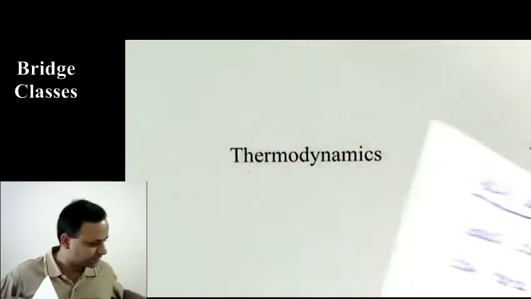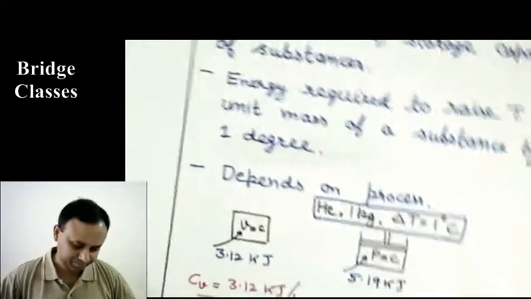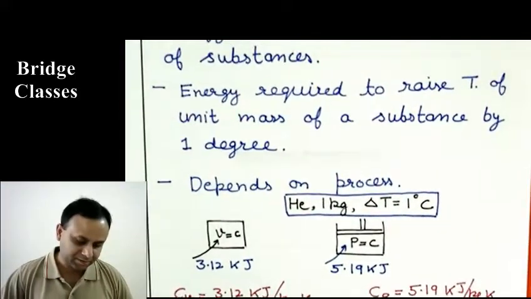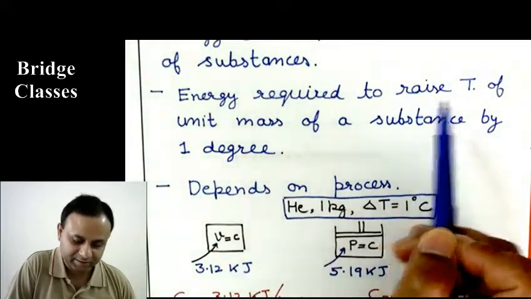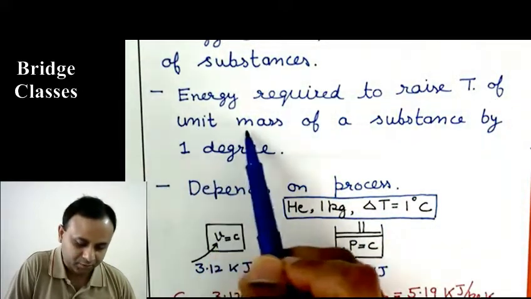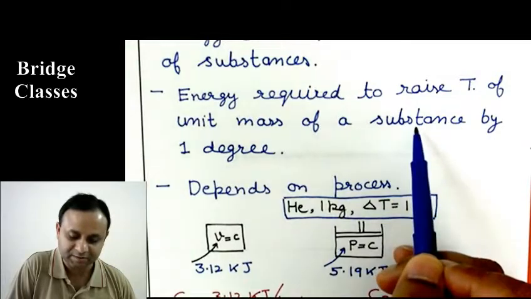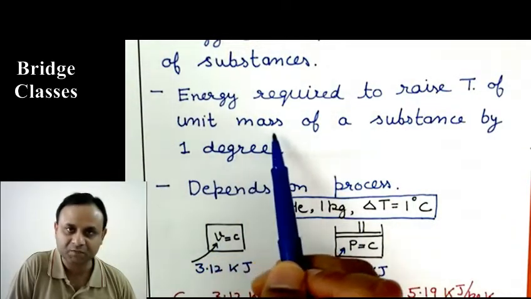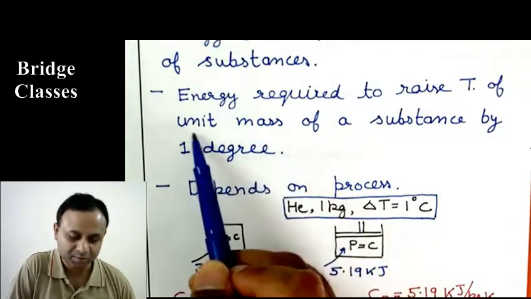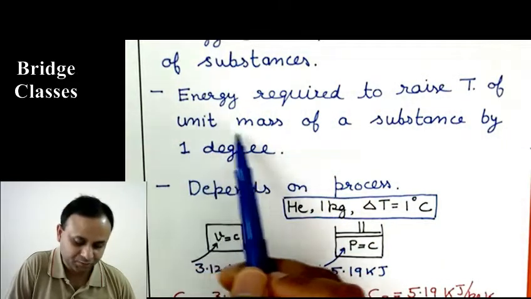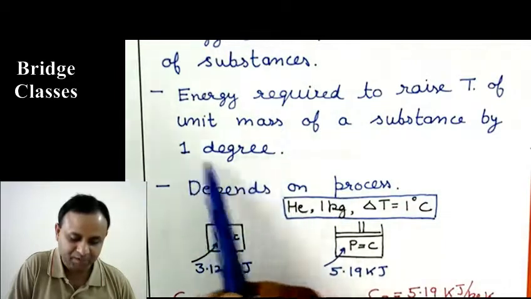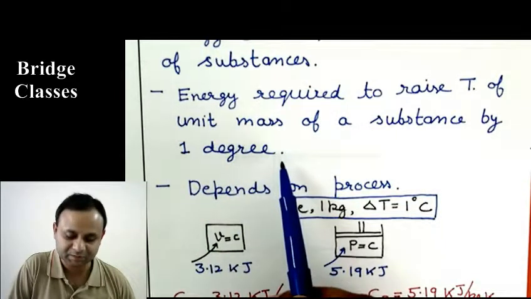Okay. So in order to characterize this, we have a property that is called specific heat. Now, how is this specific heat defined? It is defined as energy required to raise temperature of unit mass of a substance. So you can say 1 kilogram, 1 gram, or 1 mole, 1 kilomole, but it is per unit mass. Energy required to raise temperature of unit mass of a substance by 1 degree. Okay, that is specific heat.